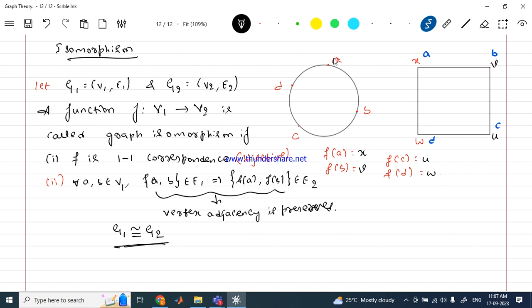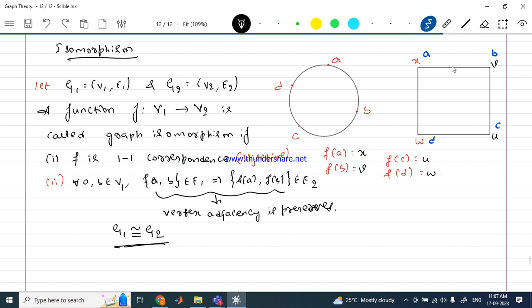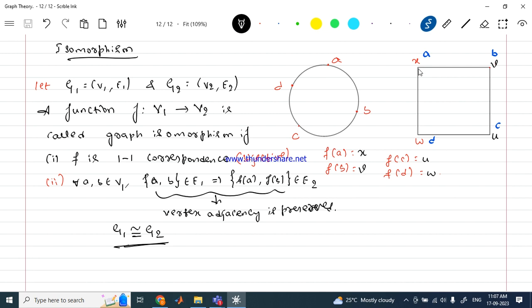If A and C are non-adjacent here, X and U are also non-adjacent. Okay, so if you can prove this, you are proving that the two graphs are carrying the same information, though they are given in different shapes.